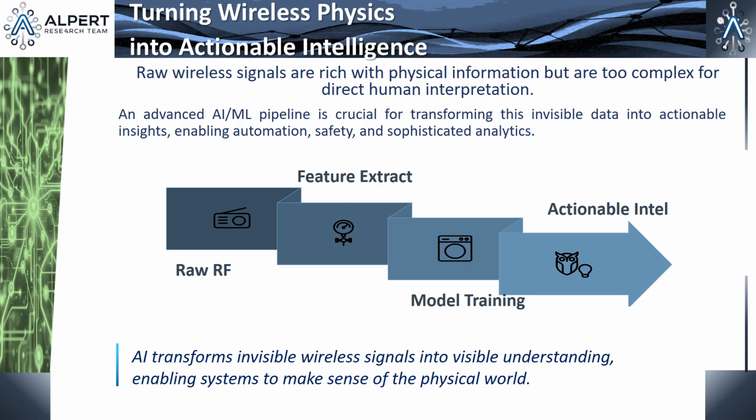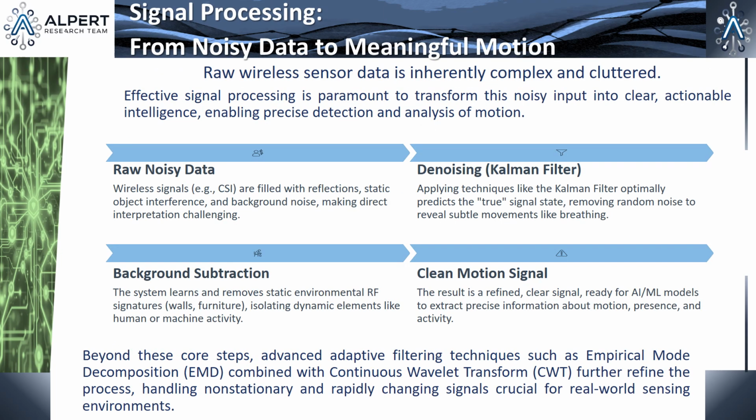It generally starts with raw data collection. That could be CSI streams, radar echoes, UWB pulses. Then comes a critical signal processing and feature extraction stage. And finally, the machine learning (ML) prediction or classification step. Let's talk about that signal processing part first.